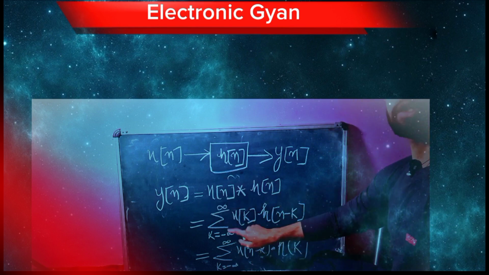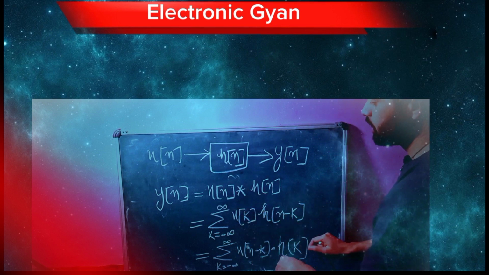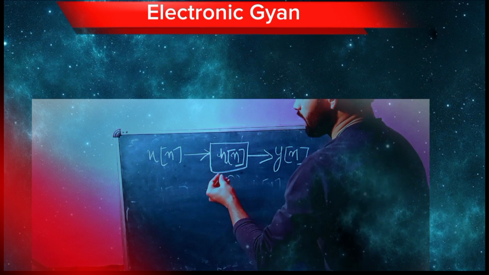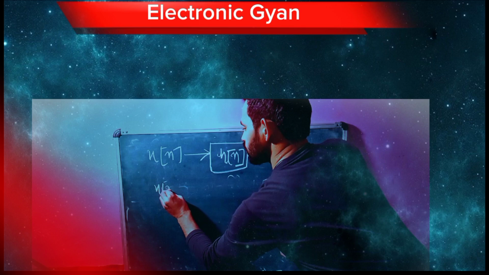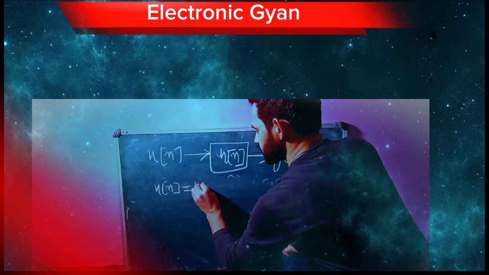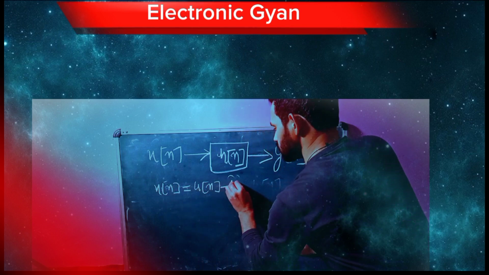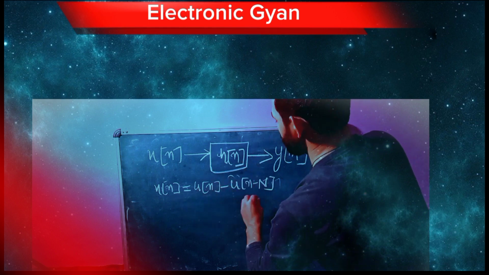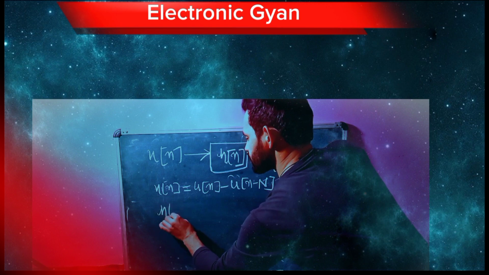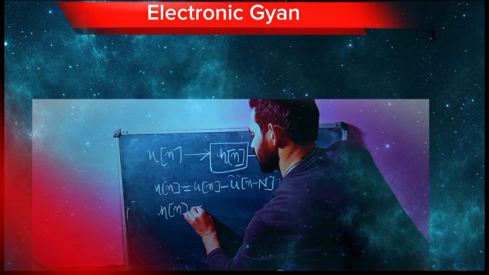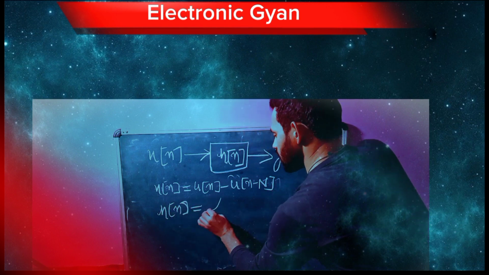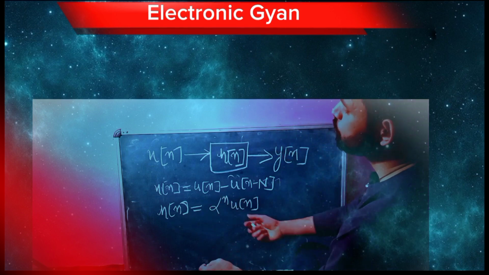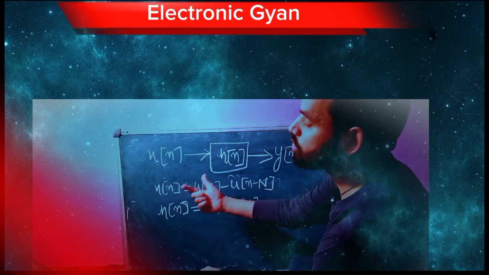This is the definition of convolution operation: x of k, h of n minus k, or x of n minus k, h of k. Here x of n is given as u of n minus u of n minus capital N. This is my input sequence. The impulse response is given as h of n equal to alpha to the power n u of n. Now we have to find the convolution between these two signals.